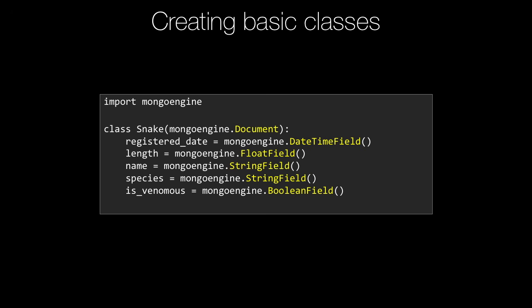So we said there's a registered date, and that's a MongoEngine.DateTimeField. The length, that was a float. That was the length of the snake in meters. The name of the snake is a string, species as a string as well, and whether or not it's venomous, that's a Boolean, true or false. So you can see we can map out the types for this basic snake class really easily here.